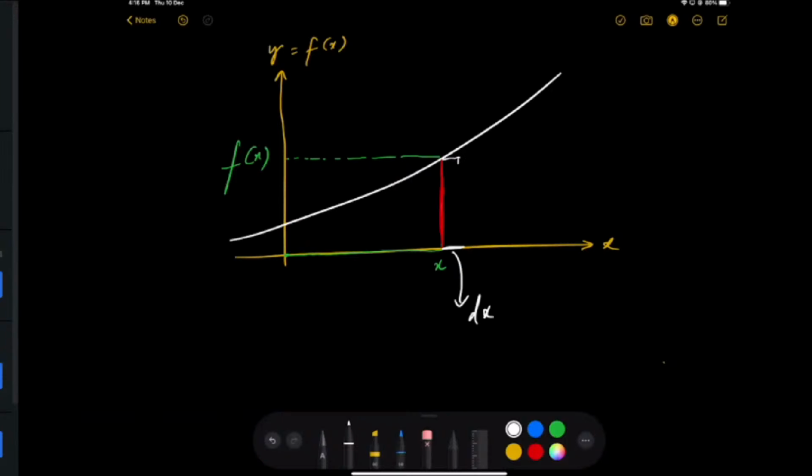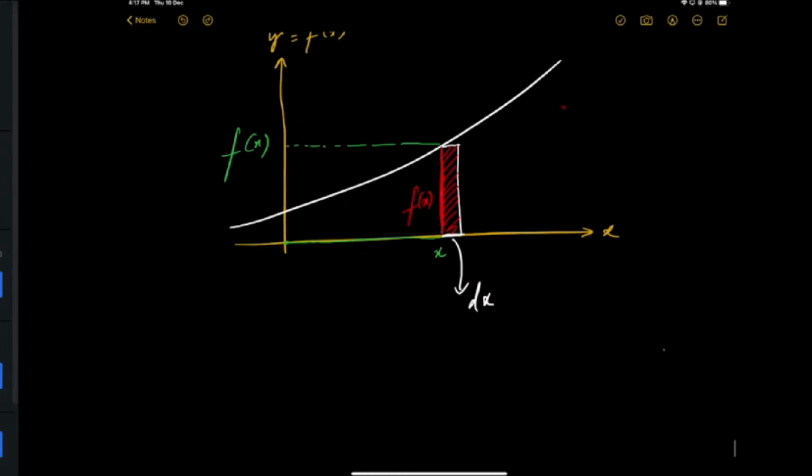gives you this rectangle, and length into breadth, length is f of x, see this length is f of x and breadth is dx, so f of x into dx gives you this area. So f of x, let me write in red. So what is f of x dx? It is the area of this red rectangle.